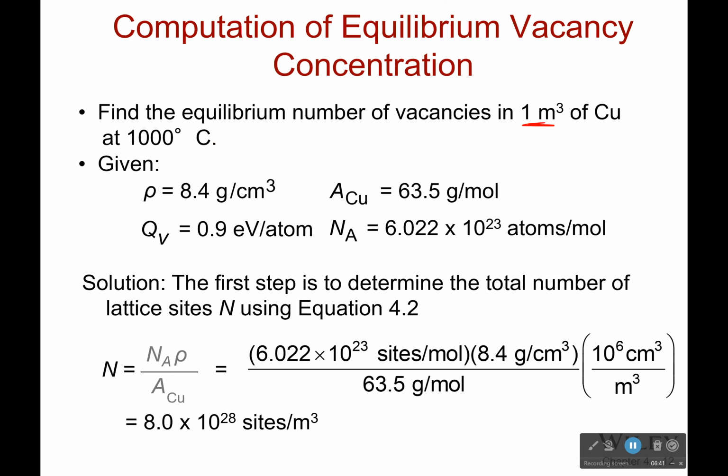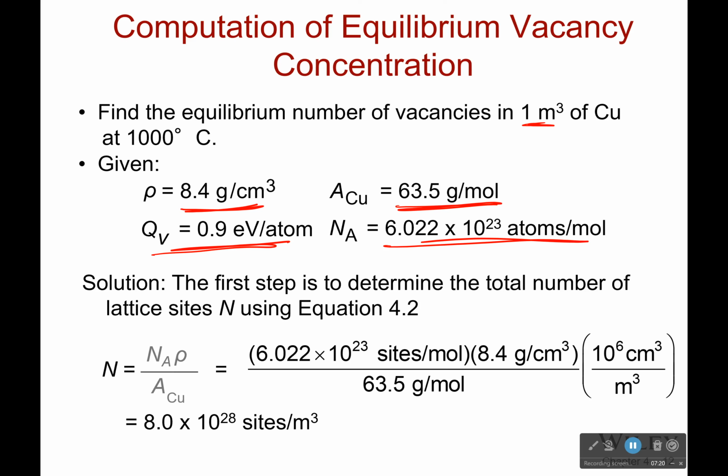Okay, now things we're given are the density of copper is 8.4 grams per centimeter cubed. The atomic weight of copper is going to be 63.5 grams per mole. We know what Avogadro's number is, and they even are nice enough to give us the activation energy for vacancies, which we would desperately need. Now we've already done the first step pretty often. We have to figure out how many atoms are in 1 meter cubed of copper, because each of those atoms is a lattice site, and each of those atoms can move or turn into a vacancy.